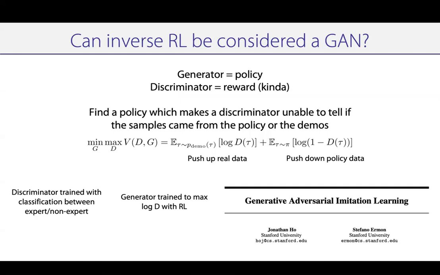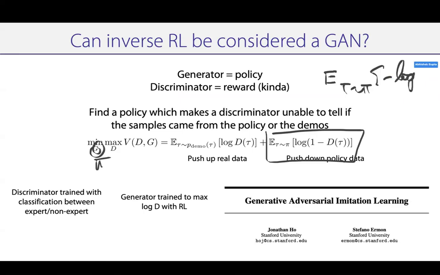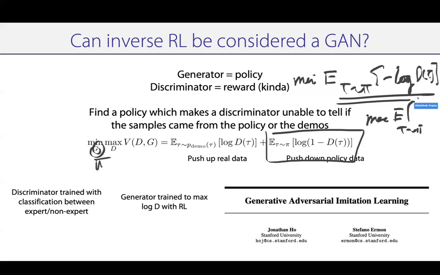And so the objective for the discriminator is just classification. You're just solving a classification problem. And the objective for the policy, which is your generator, is just to solve the second part, which is an expectation over trajectories from your policy of minus log D of tau. Which is essentially trying to maximize the reward of log D. You're trying to minimize expected minus log D, which is saying you're going to try to maximize the expectation of log D, which is just doing RL. You can solve this with RL using log D as your reward, right?